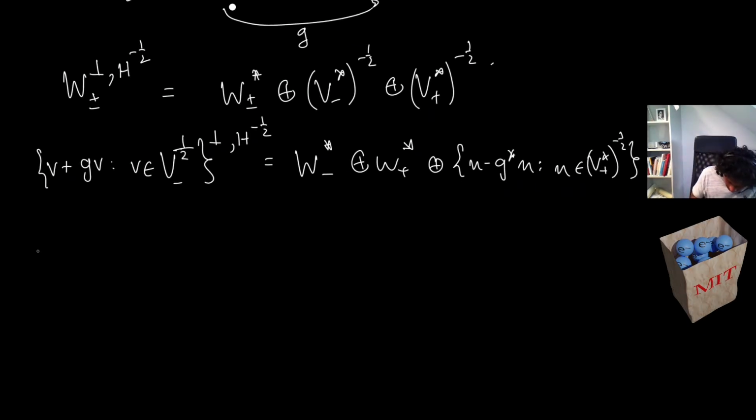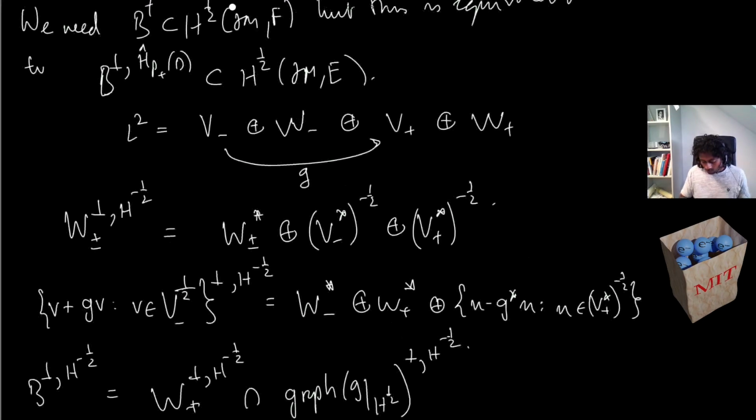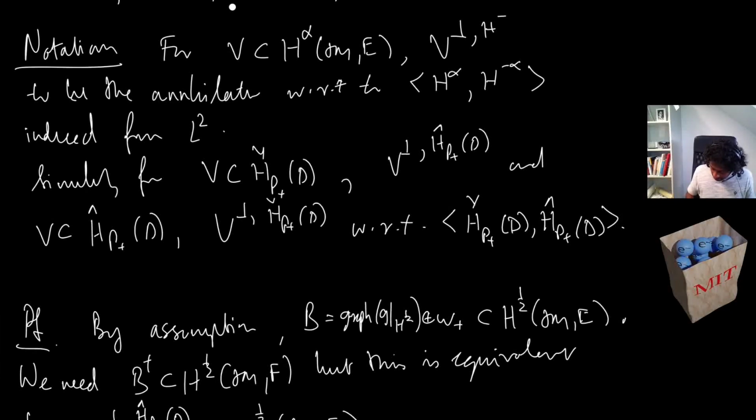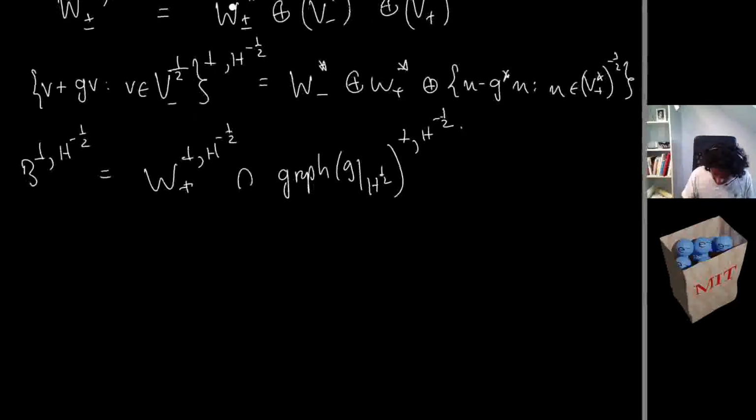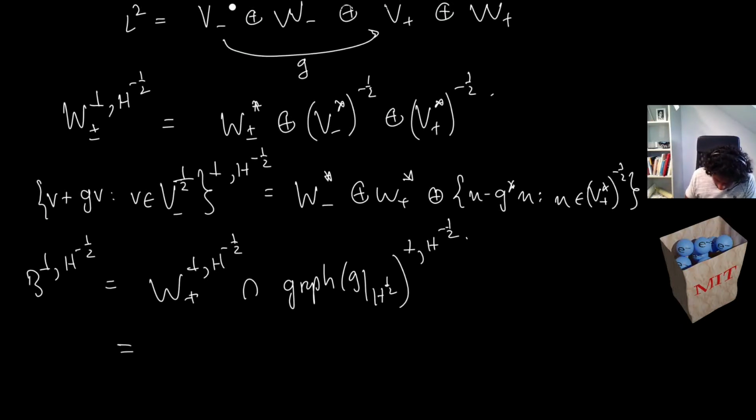Right, so now if we write down the annihilator of B in H minus a half, this is going to be the annihilator of W plus in H minus a half, intersect the graph of G restricted to H half, annihilated in H minus a half. The annihilated subspace is going to be the intersection of the annihilators of these subspaces. So what's that going to be? If we look at the W plus, we have a W plus here, and we have the V minus and the V plus.